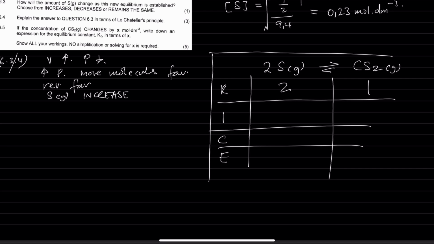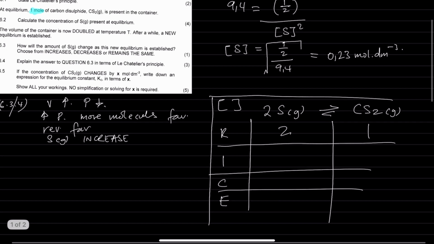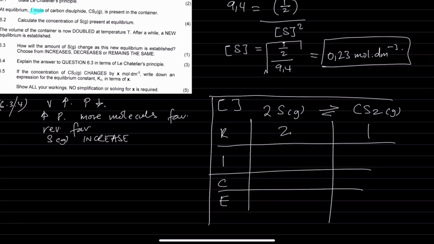Initial amount. Now, this is going to be a concentration table. Now, we have to be careful. The initial amount would have been 0,23, because remember, that was the amount at the previous equilibrium. But since the volume doubled, volume and concentration are inversely related. So if the volume doubled, the concentration would have halved. So the new initial concentration is going to be half of 0,23, which is 0,115.